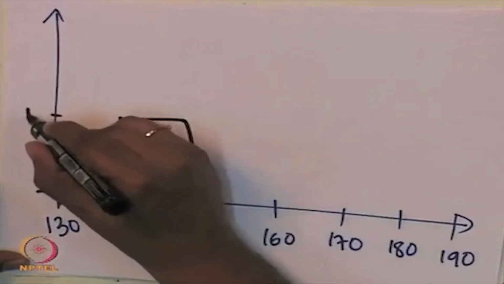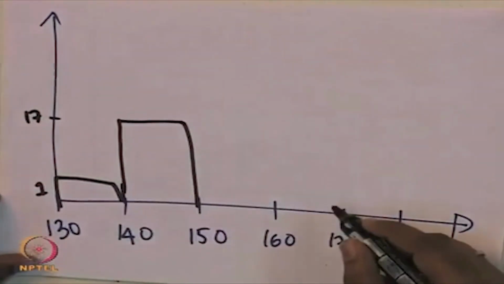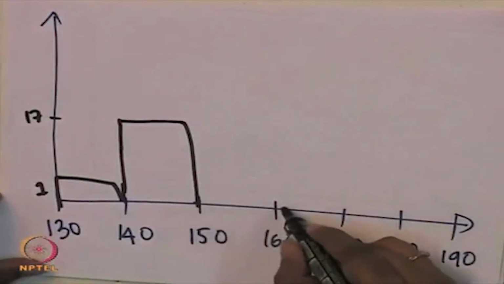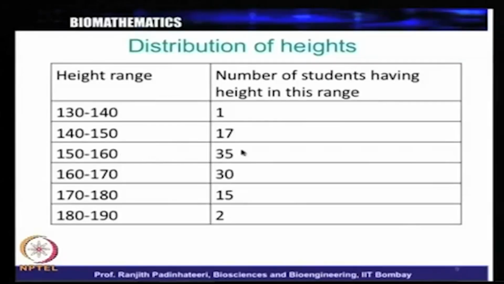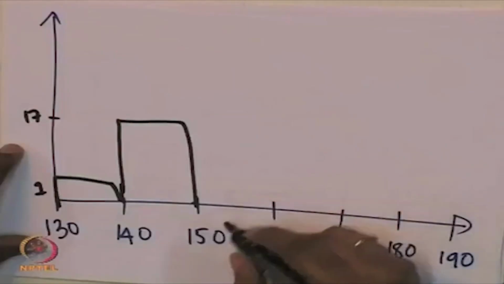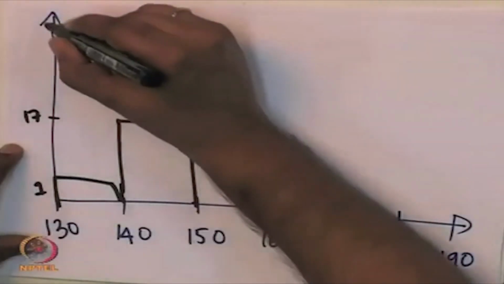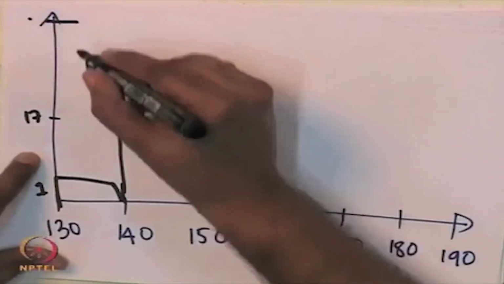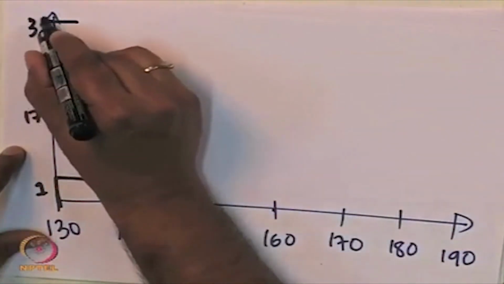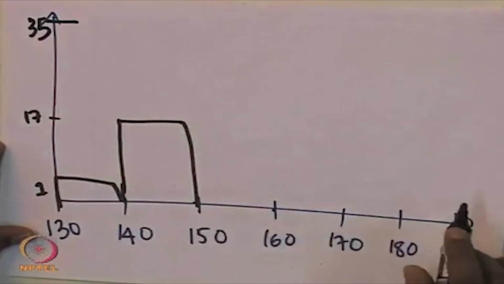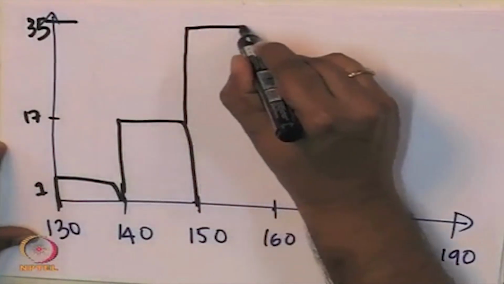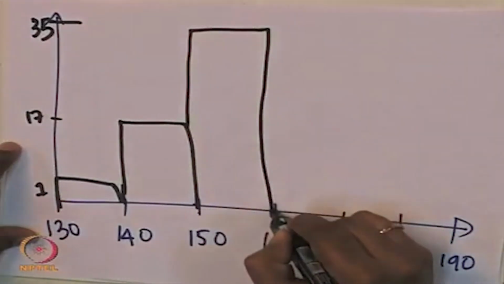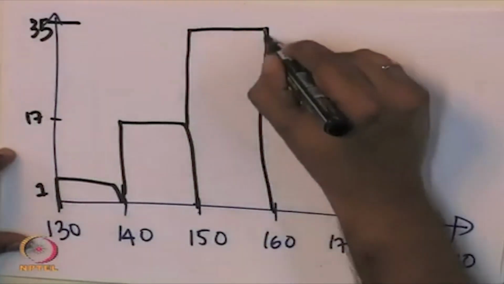So this is 17. Between 150 and 160, how many students? This table tells you between 150 and 160, there are 35 students. So let me mark this as 35. There are 35 students in this range.